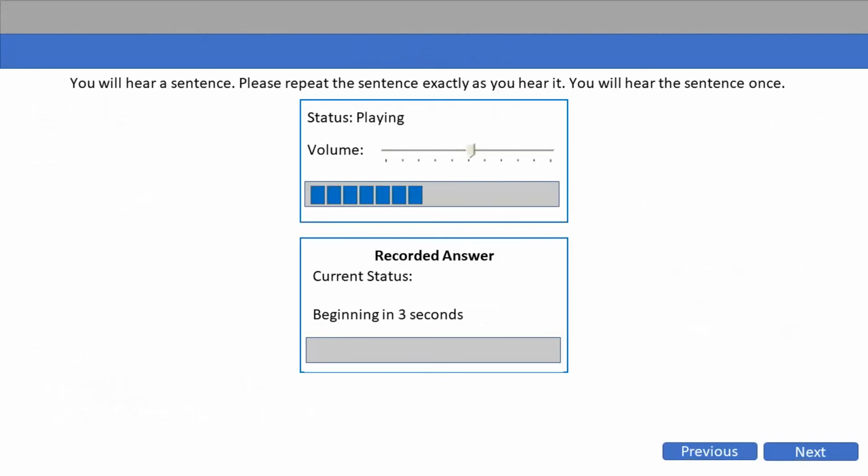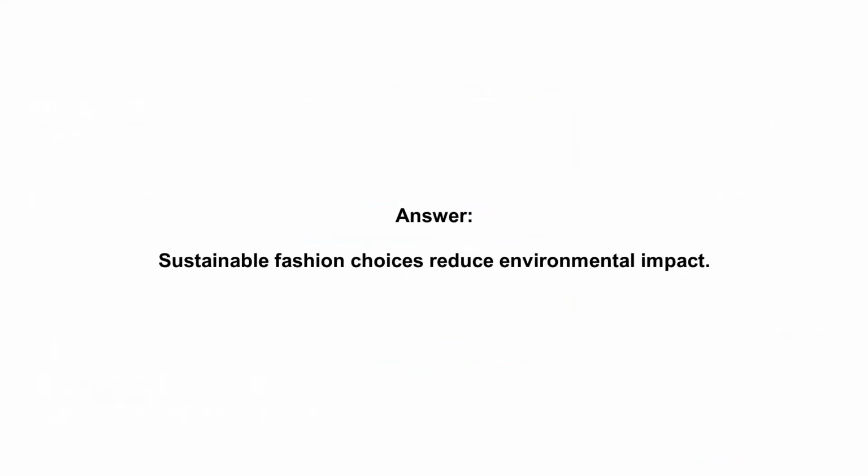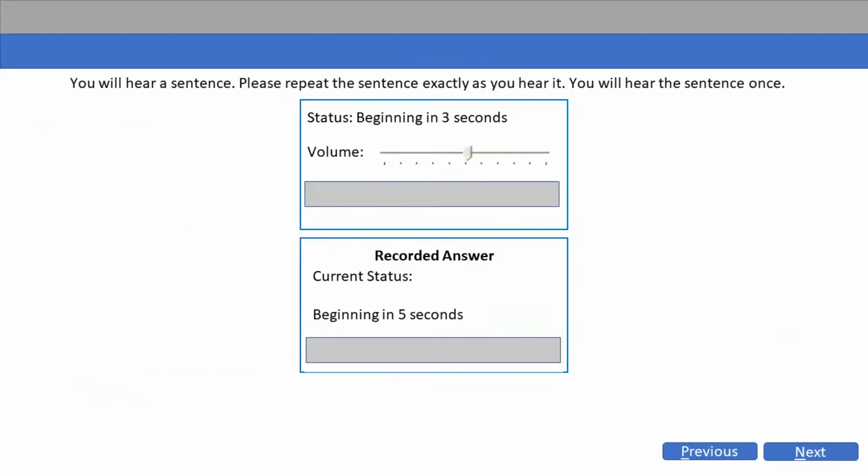Sustainable fashion choices reduce environmental impact.